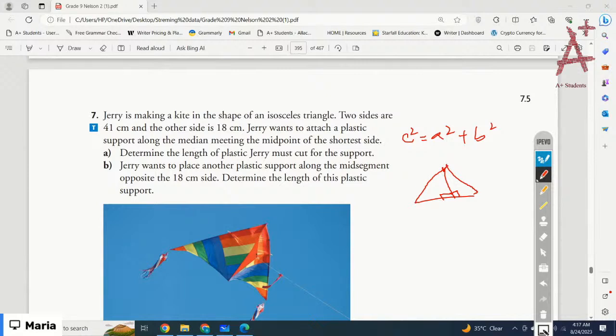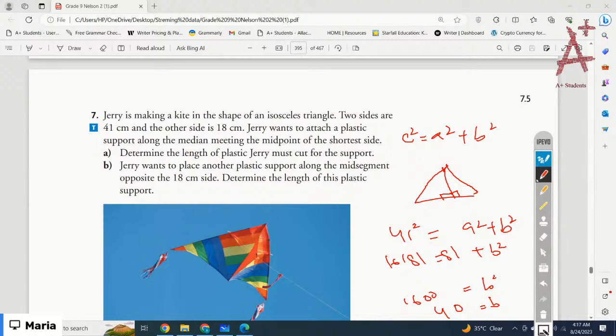Okay, let's just substitute the values. The two sides are 41 and 18, so it would be 41 square equals 9 square plus b square, right? You have to calculate the value of b, so 1681 equals 81 plus b square. So b square is 1600, and b equals 40, right? That means the length of the plastic that needs to be cut is 40 centimeters.